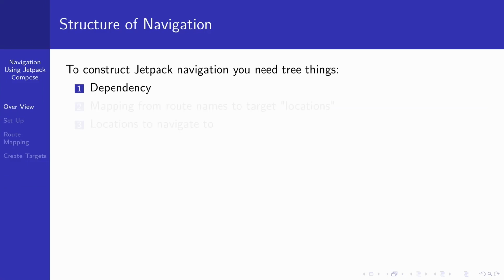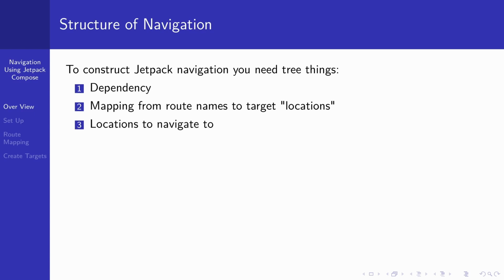The structure of navigation. Like all things in Android, you have to add a dependency to the Gradle. Second thing you have to take care of is a mapping between routes, which are like URLs or names of places you want to go, and locations or targets you want to arrive at, which will be composables. And you have to flesh out the composables. Composables which aren't final targets also have to have a command for the continued navigation.